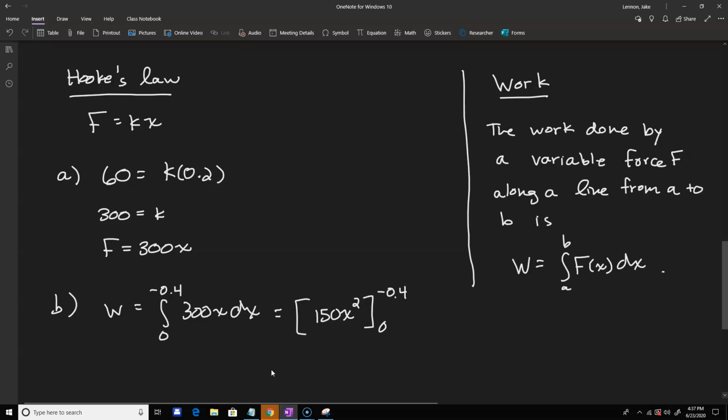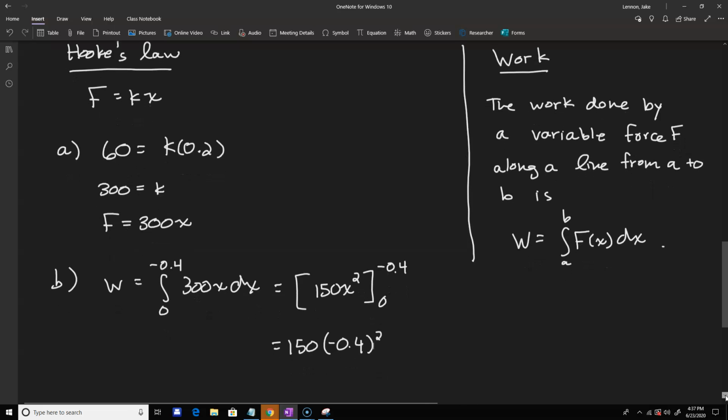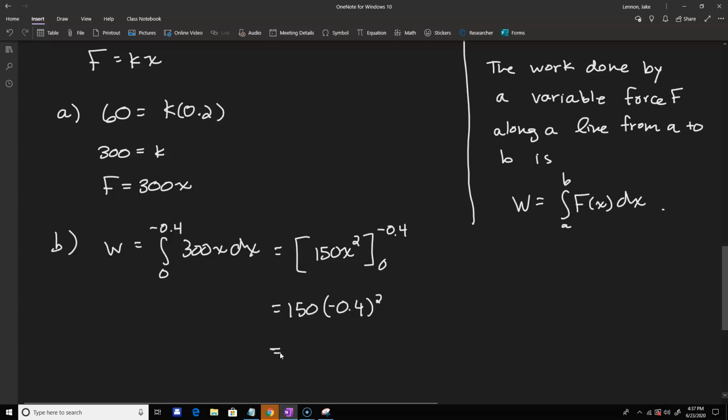So when you're evaluating this, we just get 150 times negative 0.4 quantity squared. Let's see what that comes out to, some amount given in joules. So we have 150 times 0.4 squared. That's going to be 24. So the answer to part B is 24 joules.